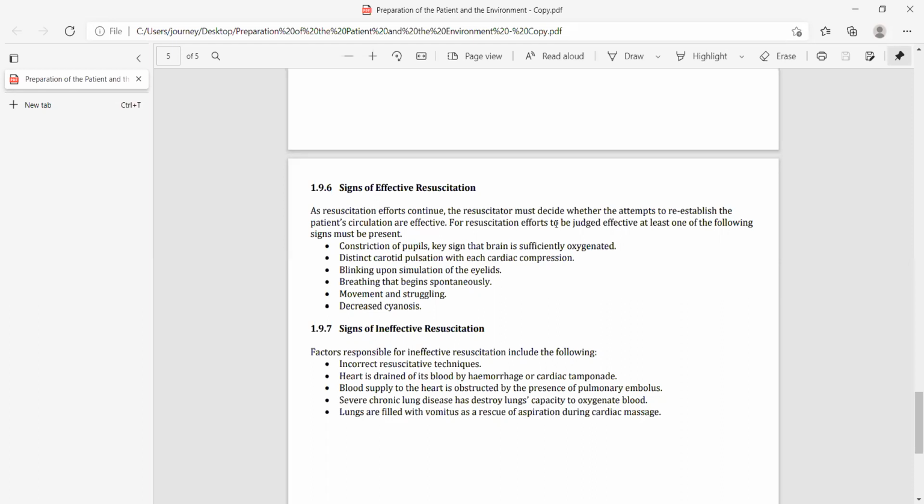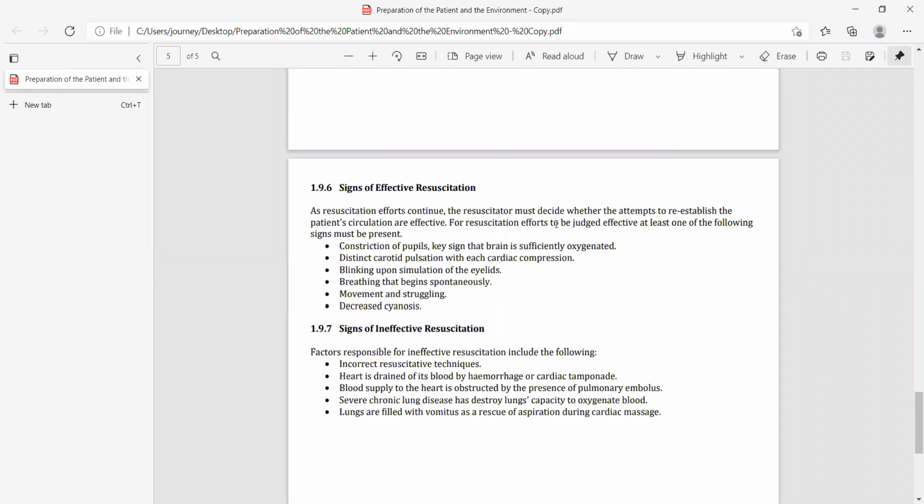Breathing that begins spontaneously, suddenly the patient begins to breathe. These are also signs of effective resuscitation. And movement and struggling, the patient is moving and struggling. This is also a sign of effective resuscitation. And decreased cyanosis. Cyanosis means bluish discoloration of the skin. This will decrease because the patient is finally recovering. Next, signs of ineffective resuscitation.